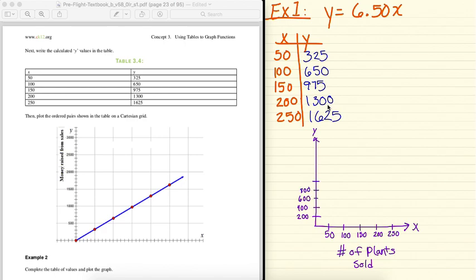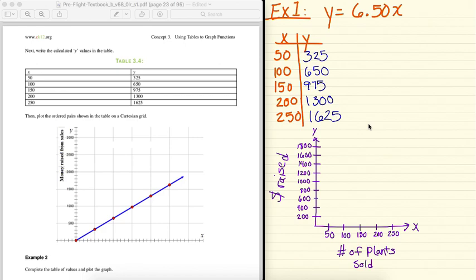800, 1,000, 1,200, 1,400, 1,600, and 1,800. So going by 200s seemed to work out okay. I was able to make it to 1,800, and my highest is 1,625, so I have a large enough scale. And then I'm going to label this because this is representing the money raised. So I'm just going to use the money sign to represent money.